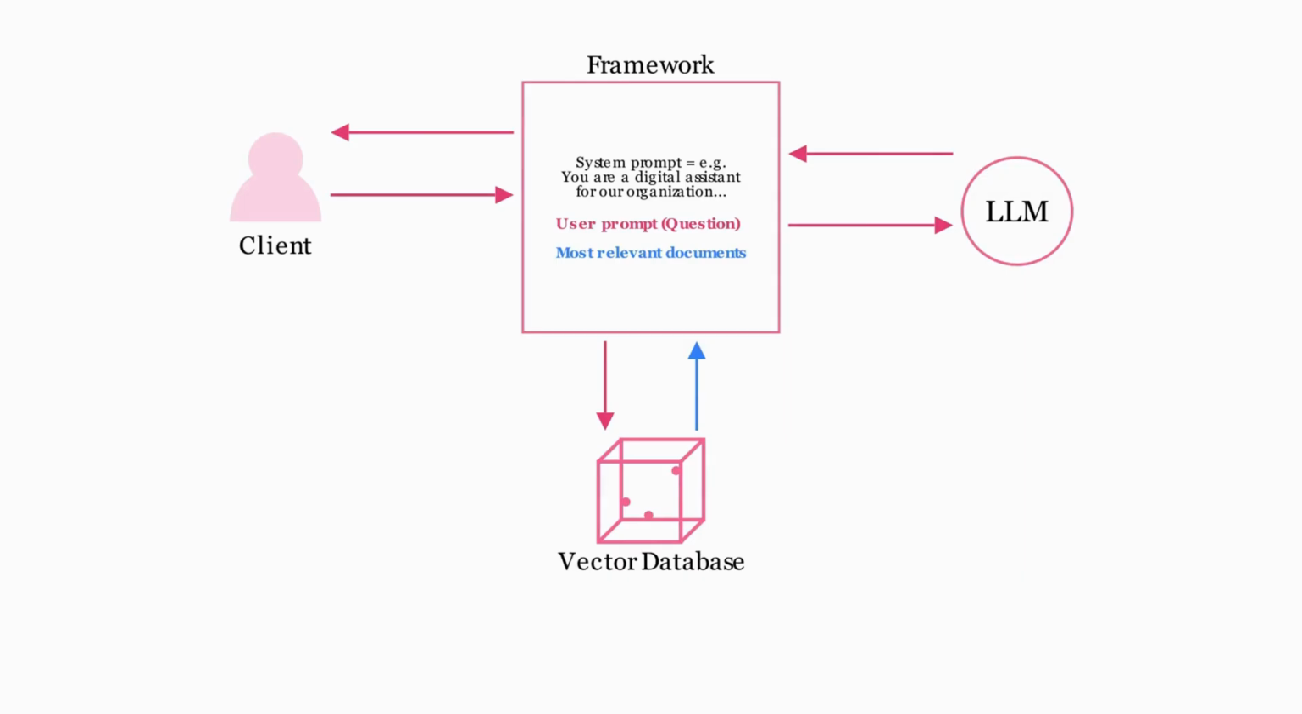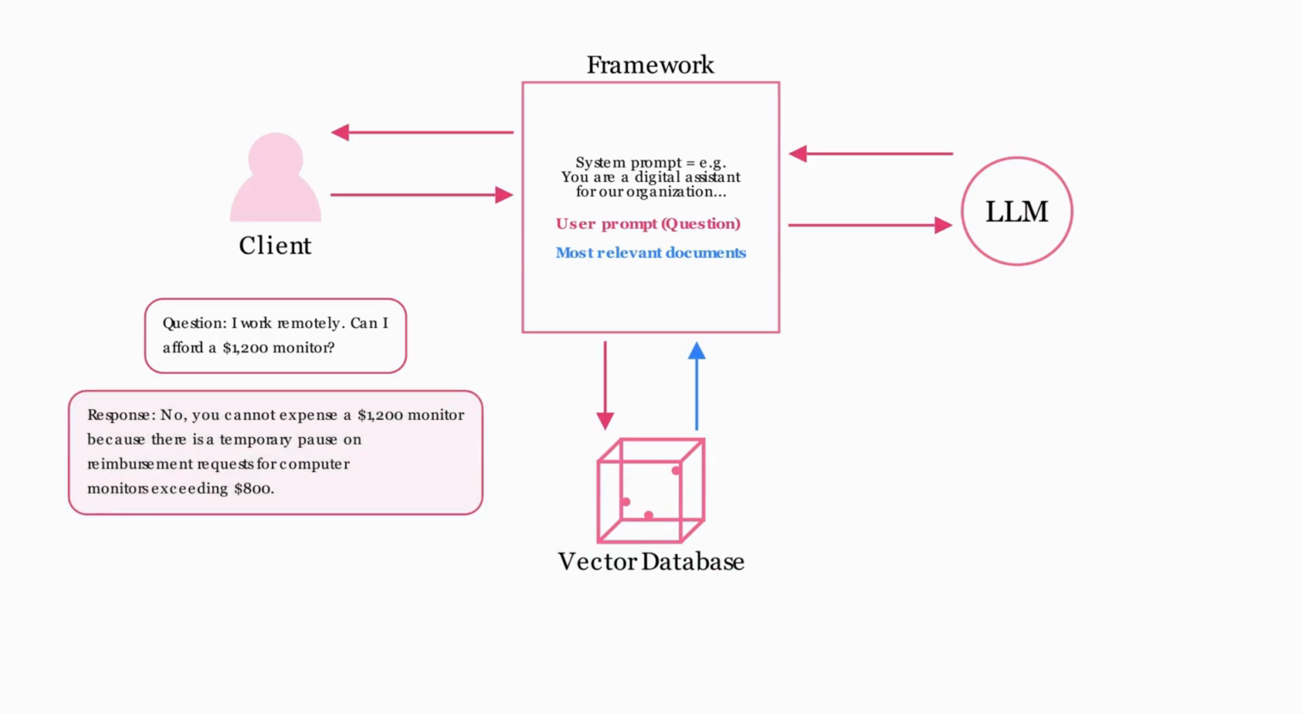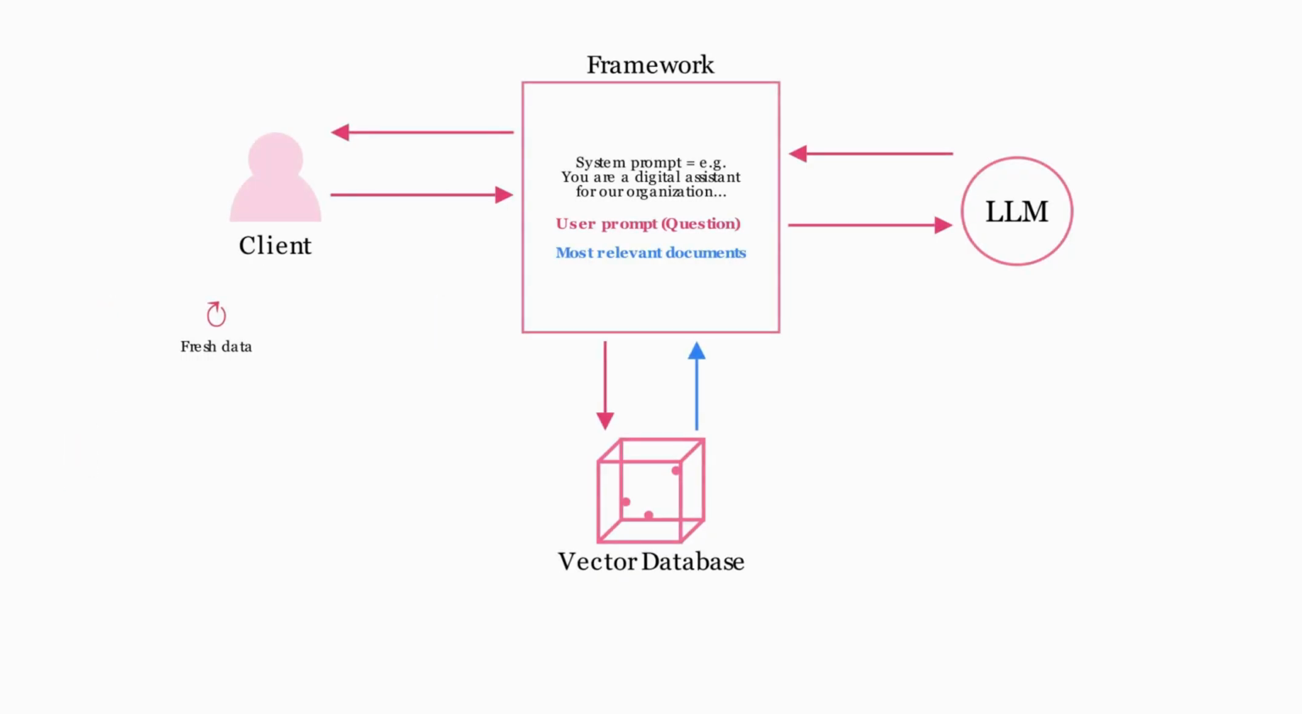An employee asks, "I work remotely, can I afford a $1,200 monitor?" Using RAG and LLM and a vector database, we provide the correct policy answer. But now the employee asks, "How much of my remaining office budget do I have left this year?" And we can't have a proper answer for this question. This is not a policy lookup. It requires fresh data, numerical calculation, business logic, possibly cross-system data as well.